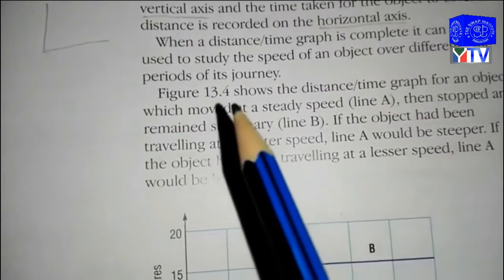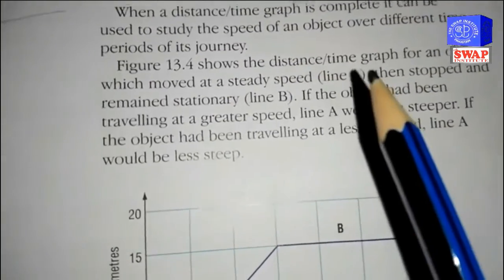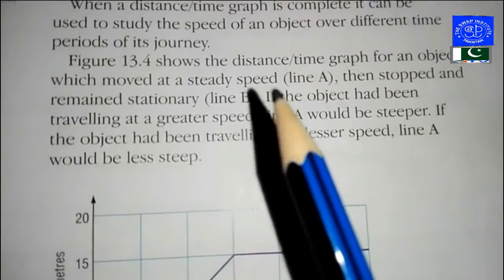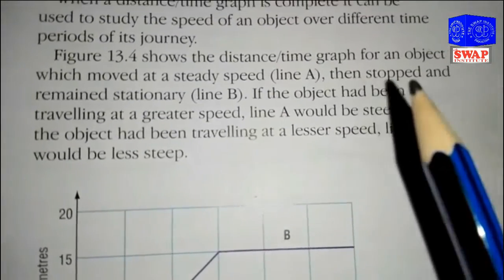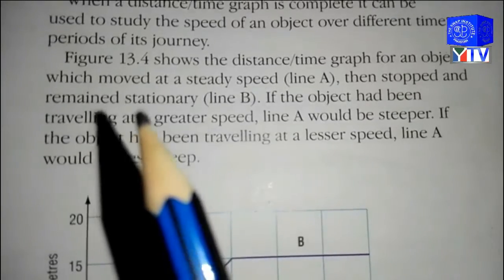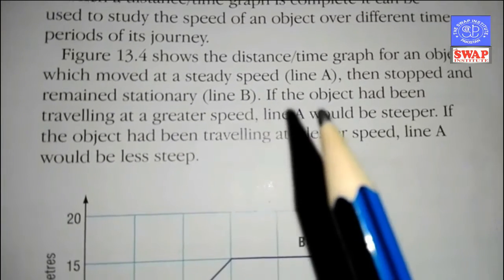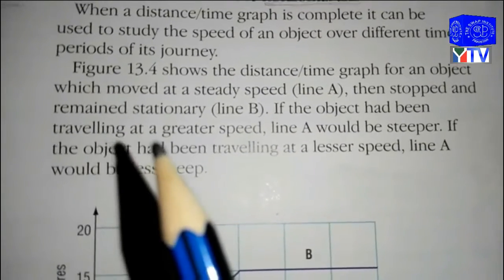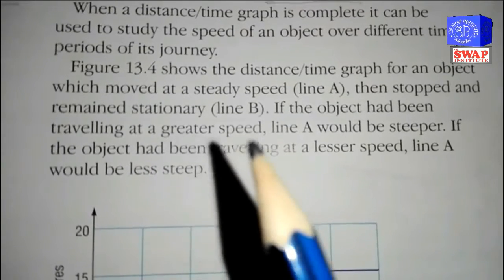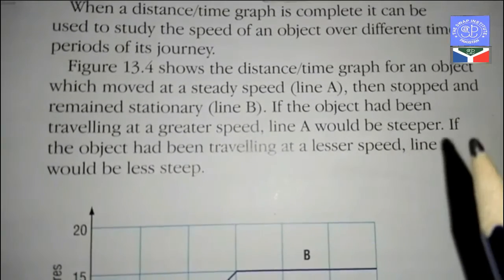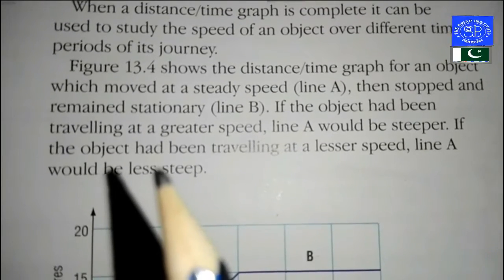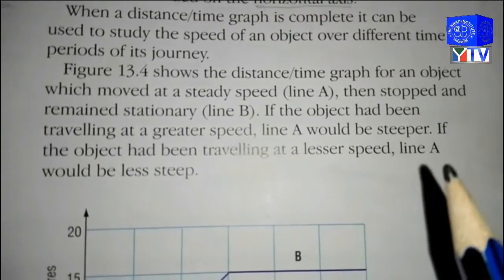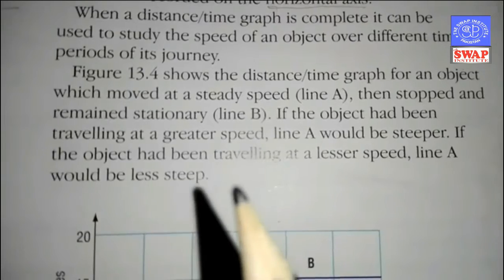Figure 13.4 shows the distance time graph for an object which moved at a steady speed, line A, then stopped and remained stationary, line B. If the object had been traveling at a greater speed, line A would be steeper. If the object had been traveling at a lesser speed, line A would be less steep.